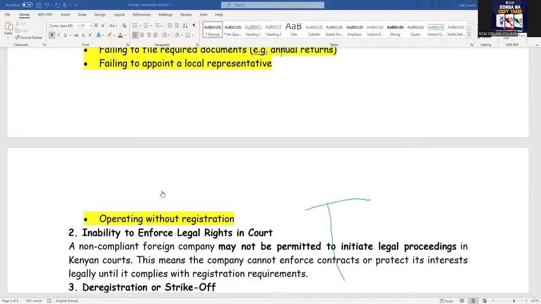Then it can also lack the ability to enforce legal rights because it won't be legally recognized. So it won't be able to, for example, go to court and sue another party or third party, because it is not conforming to the relevant laws. A non-compliant foreign company may not be permitted to initiate legal proceedings in a Kenyan court. So it won't be able to enforce its legal rights before the court.